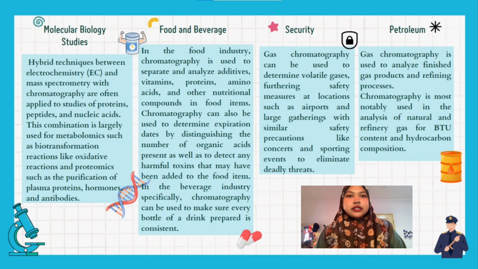The next one is security. Gas chromatography can be used to determine volatile gases, furthering safety measures at locations such as airports and large gatherings with similar safety precautions, like concerts and sporting events, to eliminate deadly threats.